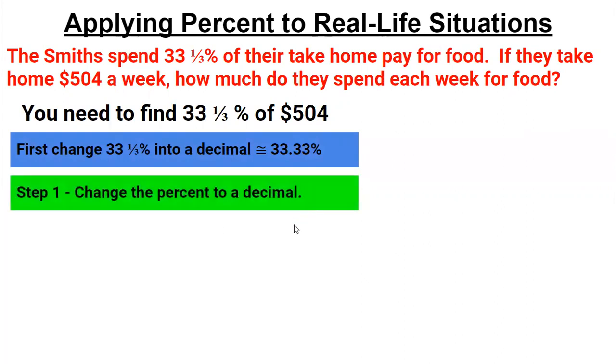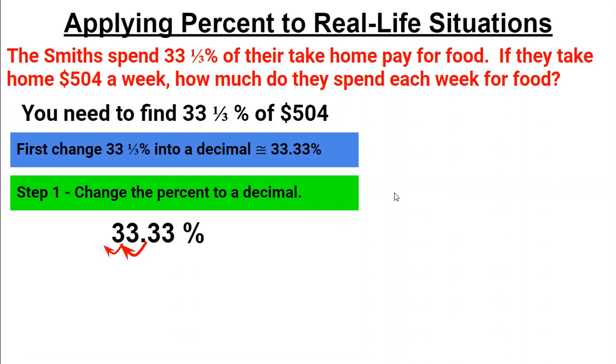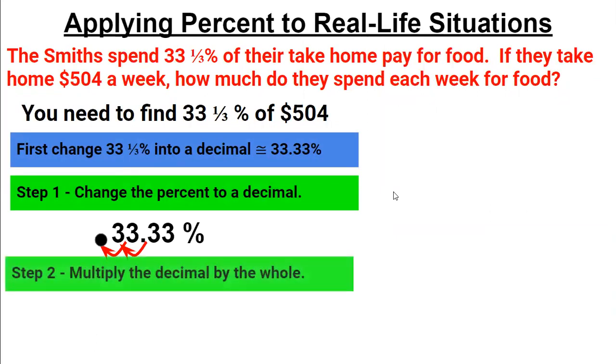First step, change the percent to a decimal. 33.33. Okay, we've got our decimal here this time. It's not at the end of the number. So we still move it 2 to the left from where it's at. 1, 2, put our decimal there. So now it's going to be 0.3333. And then we're going to multiply by the whole number in our problem, right, 504. So we're going to put the 0.3333 on the top because there's 4 digits here and there's only 3 digits here. So we have to put the number with more digits on top.